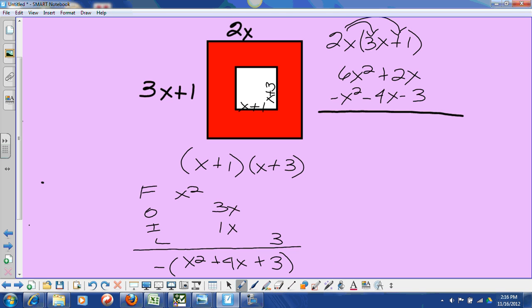Remember, we're going to do this in columns where we can see it. So now I've got 6x squared minus x squared. That gives us a 5x squared. I've got a 2x minus a 4x. That's minus 2x. And then I've got a negative 3. So the area for the red rectangle, just the red part, not the hole in the middle, is 5x squared minus 2x minus 3.